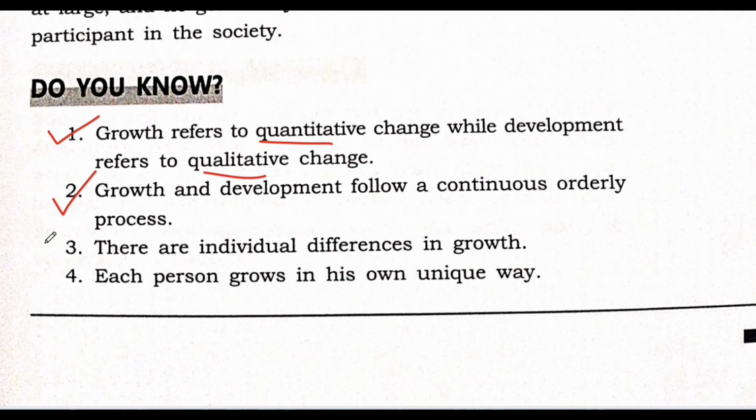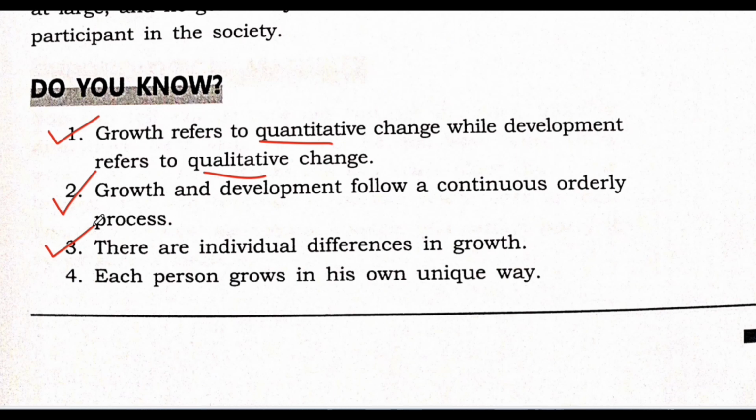So, there are individual differences in growth. See, what do we mean by point number 3? There are individual differences in growth means, see, in your class 10 you have got many friends, right? Maybe 30 of you, 40 of you, 50 of you, 100 of you. You are likely of the same age, you are peers, right? But some of you will be very tall, some of you might be short, some of you might be medium height, some of you might be a little wide and gaining weight, some of you might be very thin and lean.